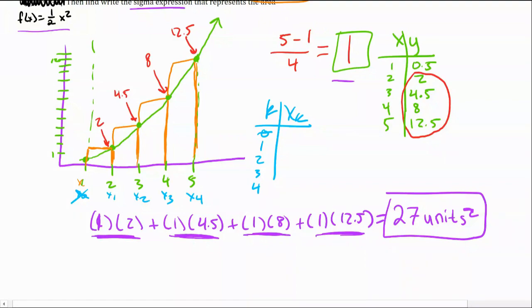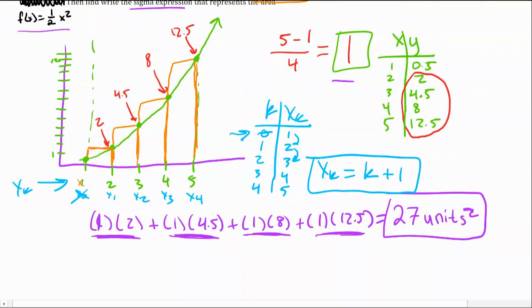Now, the x of k values are just, what do we got? 1, 2, 3, 4, and 5, because I'm looking at all the x values here. Now, if I'm coming up with an equation for this, I'm going up by 1 each time. So x of k equals 1 times k, which I'm just going to call k. And then when k is 0, x of k is 1. So there's my function for x of k. Okay, sigma notation, here we go.